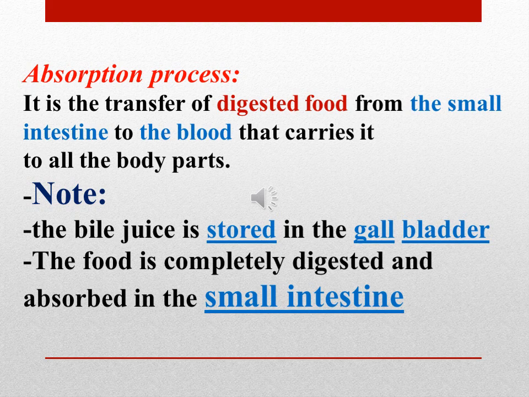We have to notice a very important point, that the bile juice is stored inside the gallbladder. The bile juice is secreted by the liver and stored in the gallbladder. The food is completely digested and absorbed in the small intestine. So if he asked me true or false, the food is completely digested and absorbed in the small intestine, I will tell him true.